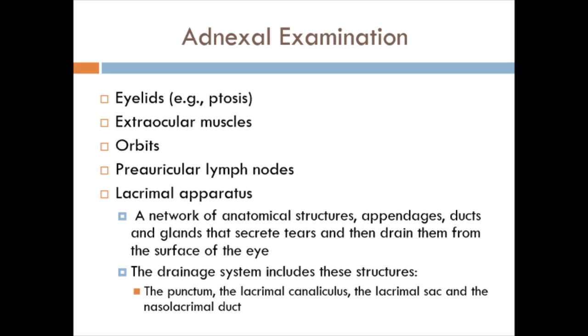Any kind of extraocular muscle exam? And again, not really versions, ductions, but trying to see if one of them may be swollen, some kind of impingement. Looking at the orbits, any kind of proptosis, the preauricular lymph nodes, if there's any tenderness, and some evaluation of the lacrimal apparatus, which you see is the punctum, the canaliculus, the lacrimal sac, and the nasolacrimal duct. So quite a bit of evaluation involved in this adnexal examination. And remember, all this is done really without the slit lamp. You're just kind of looking at the person, touching them, maybe palpating the lymph nodes, just a physical examination.